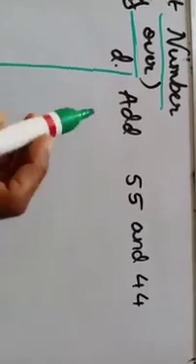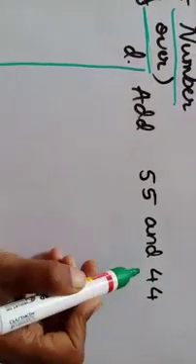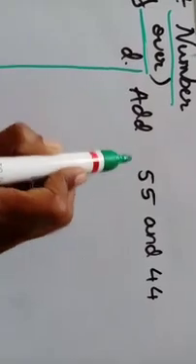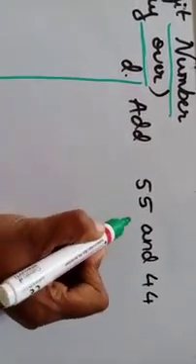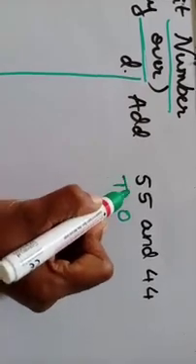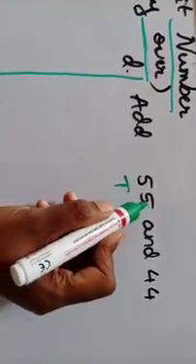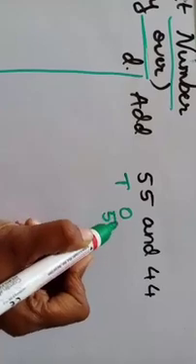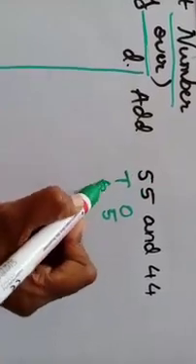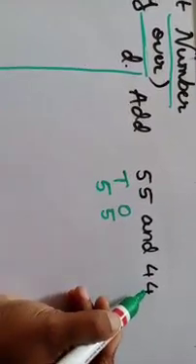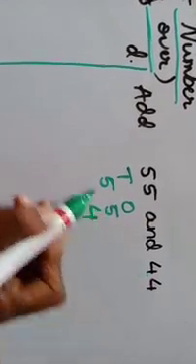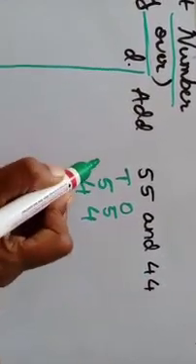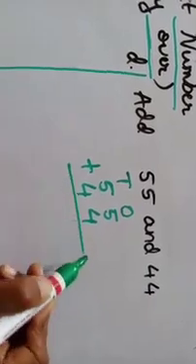The next one, add 55 and 44. So what do we have to do first? Ones and tens. So 55. This 5 is at ones place and this 5 is at tens place. And here the first 4 is at ones place and this 4 is at tens place. Let's do the addition. Okay.